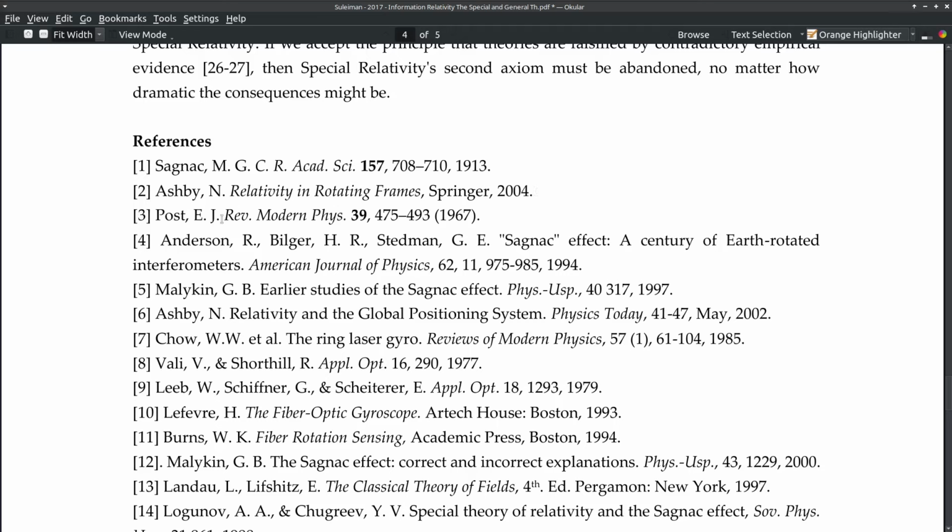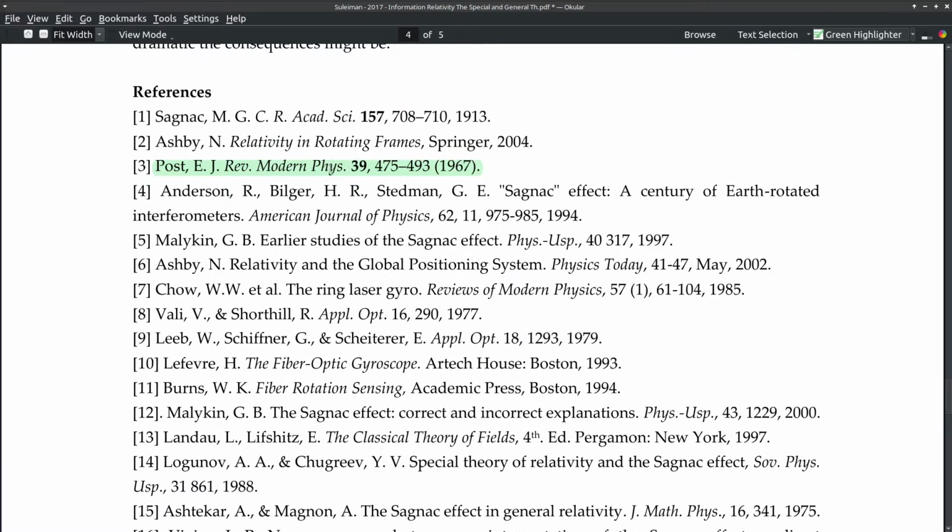We got Post and others. I forget who that is in regard to, but I think it may also be a GPS thing. We have Anderson, Bilger, and Stedman in the Sagnac effect. So these are the lads that did the Michelson, Gale, Pearson in the South. Oh, nice. And then we have Malikan in the studies of the Sagnac effect. Not familiar with that one. And we got Ashby again with the global positioning system and the Sagnac effect. So lots of rotating systems and lots of variance in the speed of light.